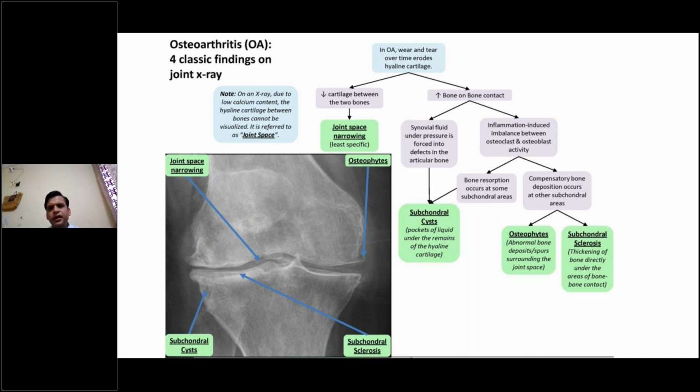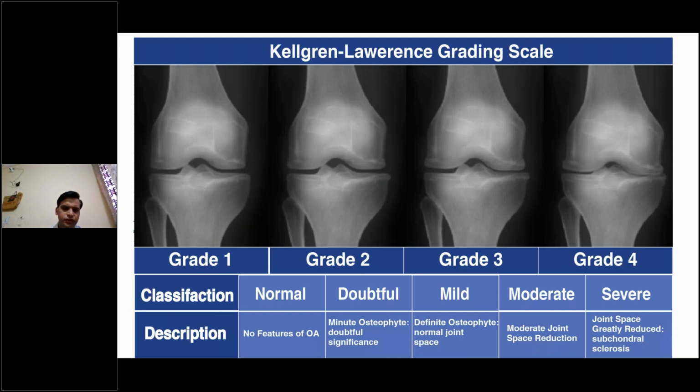The Kellgren-Lawrence grading scale is used to stage osteoarthritis. This is chiefly a radiological staging, with grades 1, 2, 3, and 4. So these are X-rays of each grade.